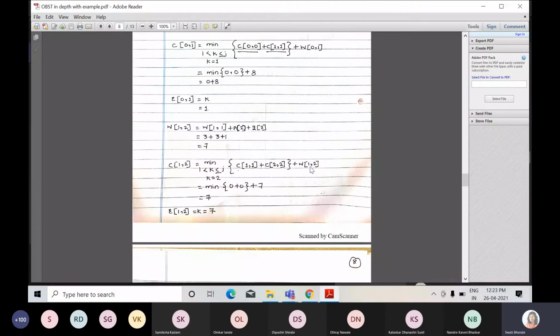W of 1 2 इतक्यात काढली आपण ना. W of 1 2 is 7. सो 1 2 ची जी value आहे that is 7. So 7 plus 0 is 7. So what will be C of 1 2? C of 1 2 will be 7.